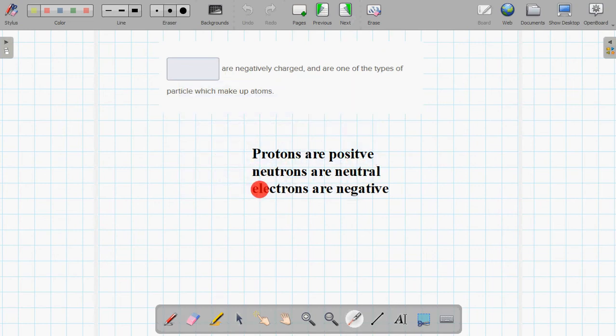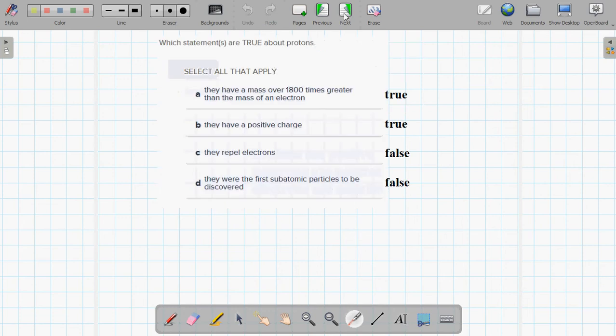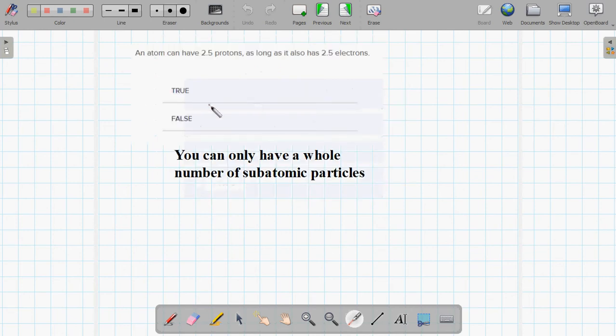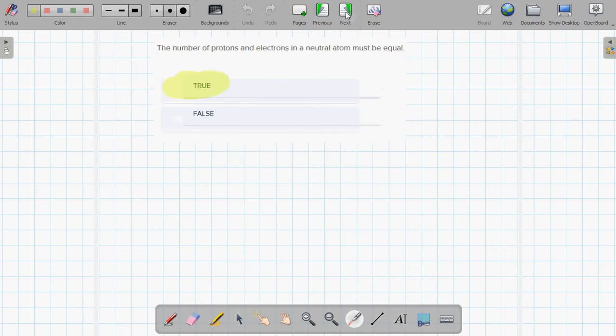Protons are positive, neutrons are neutral, electrons are negative. Which statements are true about protons? Well, protons and neutrons both have a mass 1,800 times greater than the mass of an electron. Protons are positive. The other 2 are false. An atom can have 2.5 protons. That is false. You either have a proton or you don't. Same thing with neutrons and electrons. They're not fractional. The number of protons and electrons in a neutral atom must be equal. Yes. If you know an atom is neutral, then you know the protons equal the electrons.